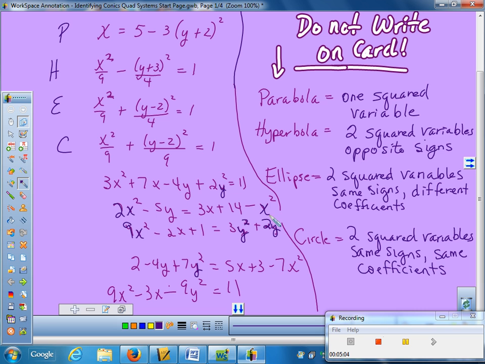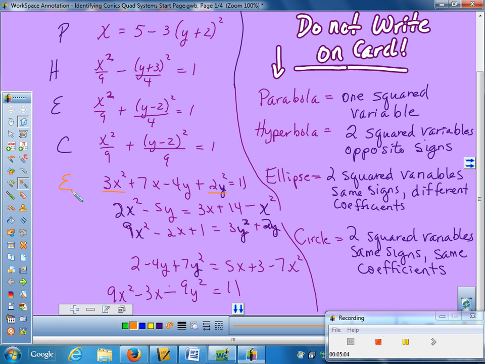So, looking at this next one, find the squared variables. We got a 3x squared and a positive 2y squared. Both positive. Both squared. Do they have the same coefficient? One's a 3, one's a 2. Okay. They're different coefficients, so therefore it's an ellipse.